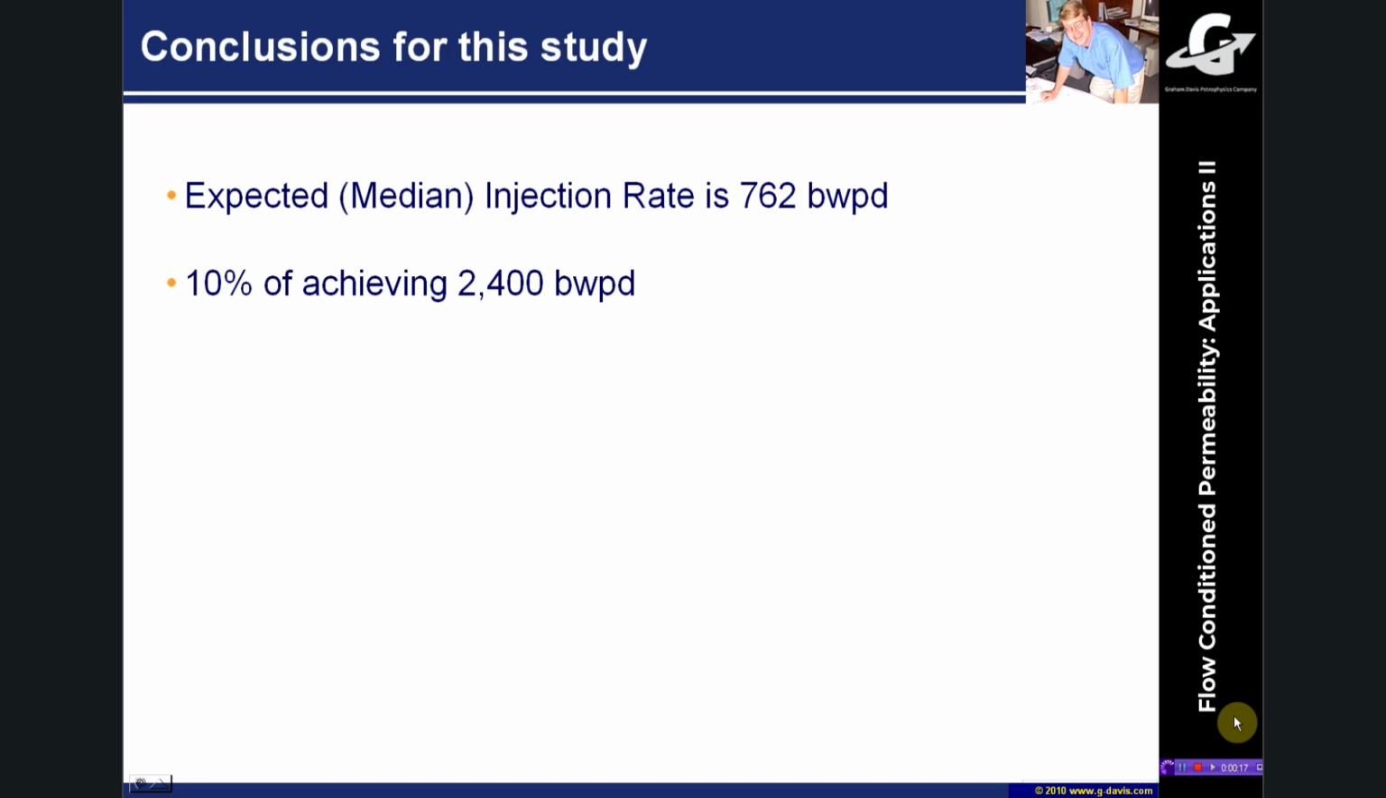So, the conclusions for this particular study were that we expected we'd get around about 760 barrels of water per day away. There was a 10% chance that we could get up to 2,400 barrels of water per day away, but we were 90% sure that at least we should be able to get a minimum of 250 barrels of water per day away. Now, these numbers are pretty low by North Sea standards, but in this particular low deliverability, low permeability reservoir, these sorts of numbers are unfortunately about par for the course.